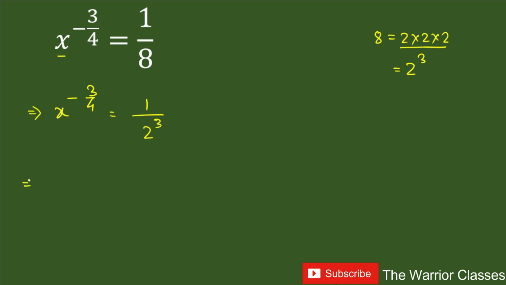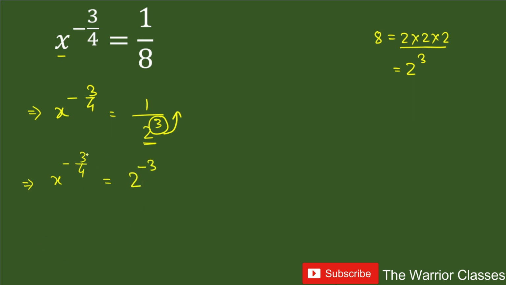Now moving forward, here it is x to the power of negative 3/4, right? Now in the denominator we have 2 to the power of 3, so if we take this 2 to the power of 3 into the numerator, the power value will be negative. Now look at here, we can write this expression as 2 to the power of negative 3, right?